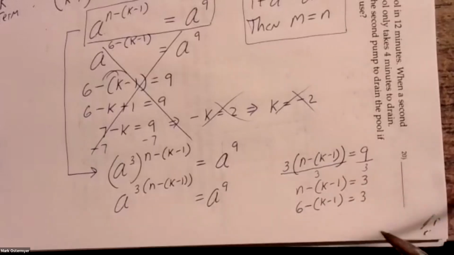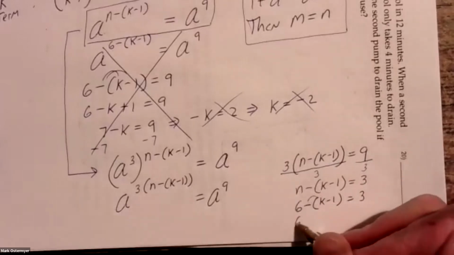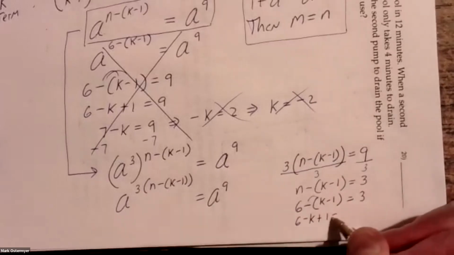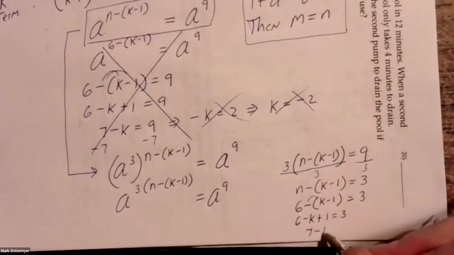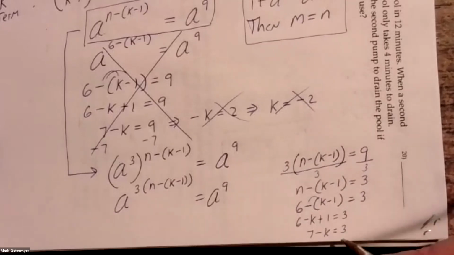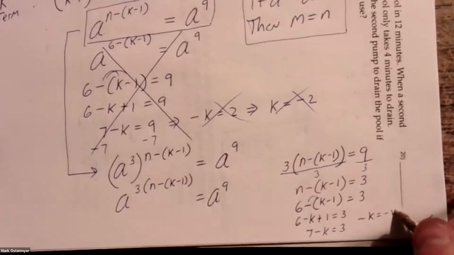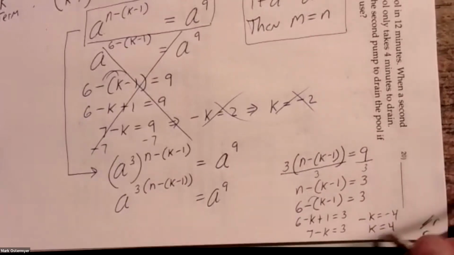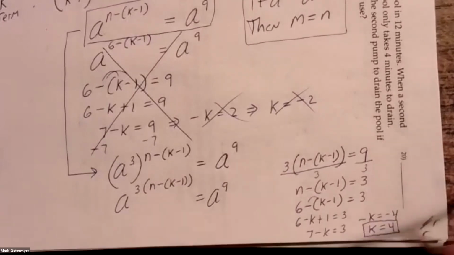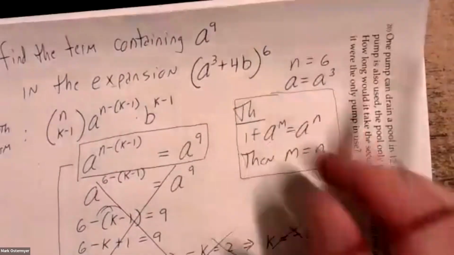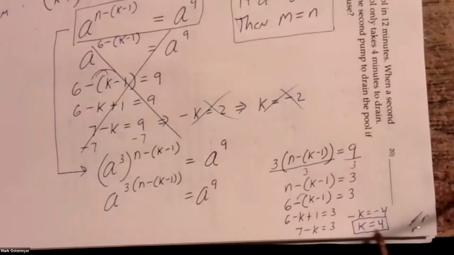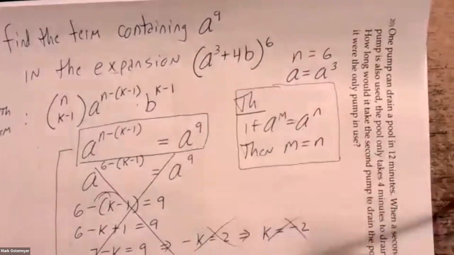We can now solve for k. Distributing the negative sign, we get 6 minus k plus 1 is equal to 3. 7 minus k equals 3. Solving for k, subtract 7 from both sides, and we get negative k is equal to negative 4, so k works out to a value of 4. So as it turns out, ladies and gentlemen, the term that contains a to the 9th in this binomial expansion is going to be the 4th term. It's the 4th term that has a to the 9th in it.